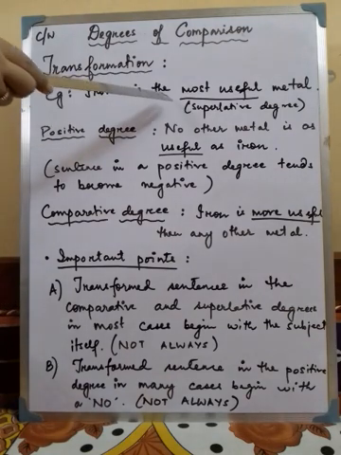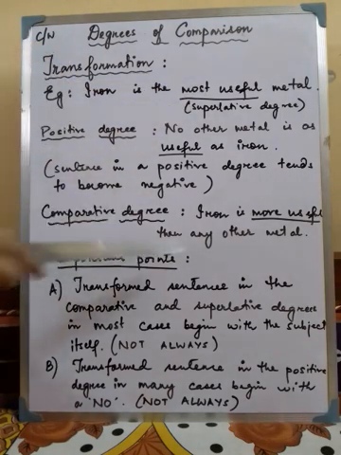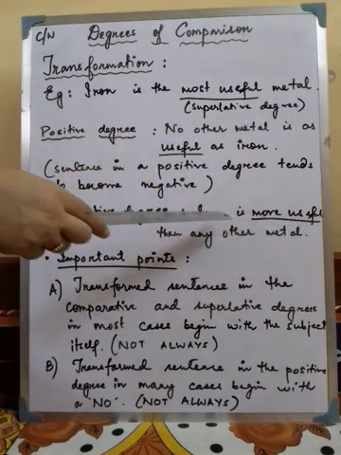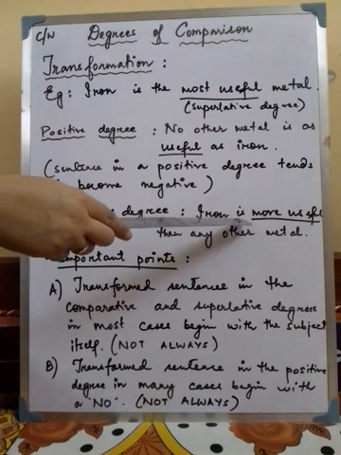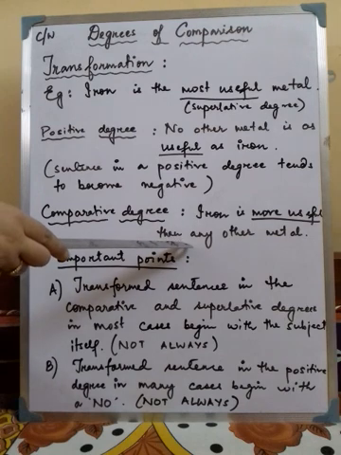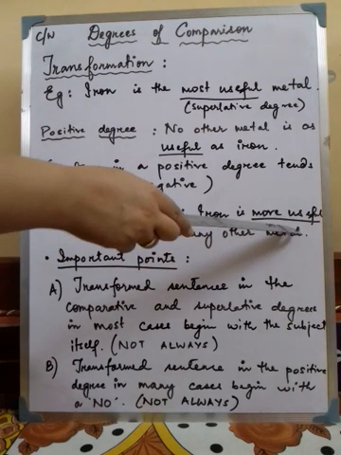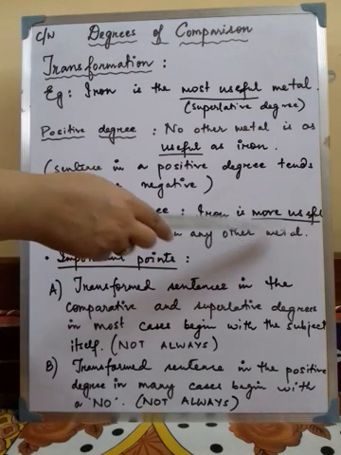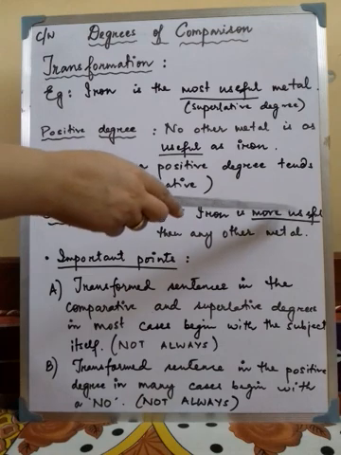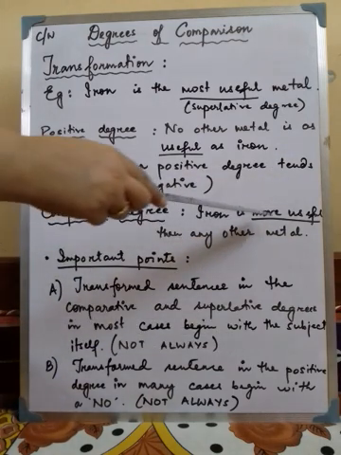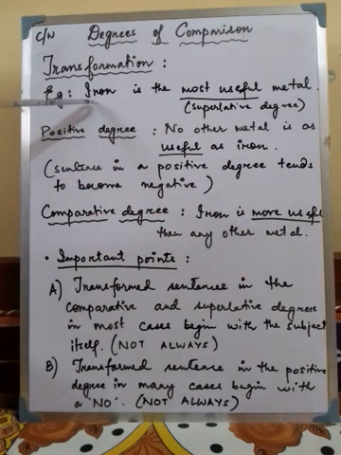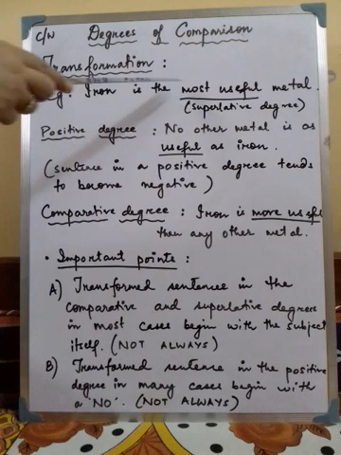Now, the same sentence transformed from superlative to comparative degree. Iron is more useful than any other metal. Here also you will find the sentence is in the simple present form, so the tense form has not been changed, and the meaning of the sentence also remains the same. Iron is more useful than any other metal. More useful is the comparative degree of useful, and iron is more useful than any other metal, because in the first sentence we had learned that iron is the most useful metal.